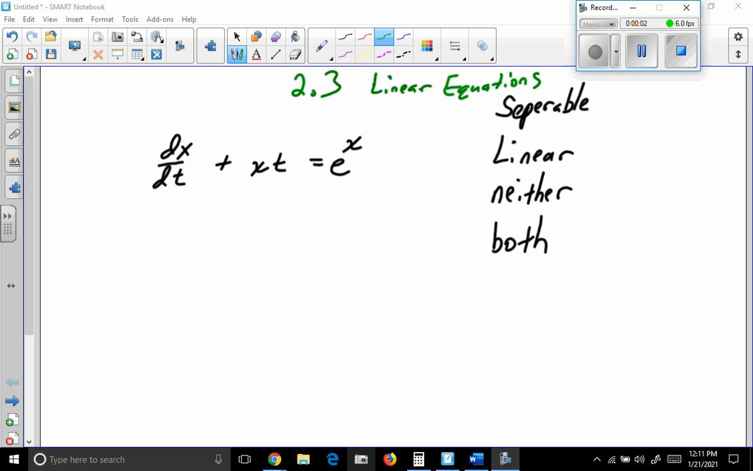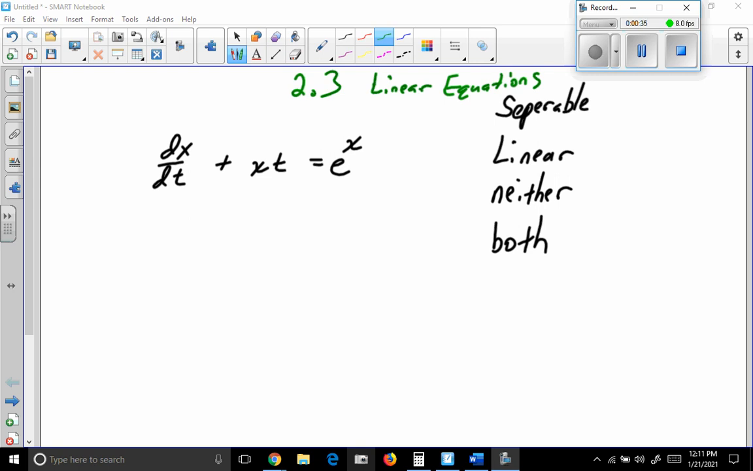In 2.3, we begin looking at solving linear equations, and more specifically, we're going to be solving first-order linear differential equations. So the first couple of problems that we're going to look at are going to be just trying to classify whether a differential equation is separable, like we dealt with in the previous section, linear, like we're going to deal with here, or does it fit in both categories? Or does it fit in neither of the categories?